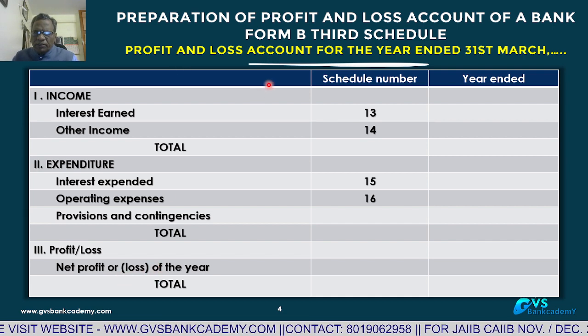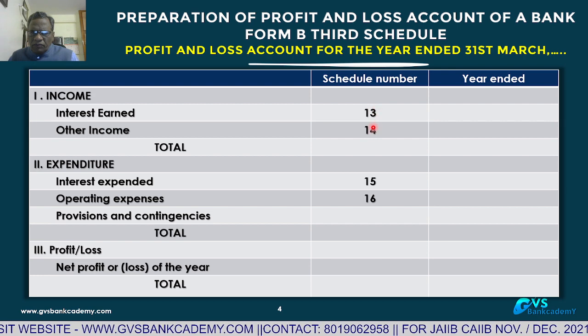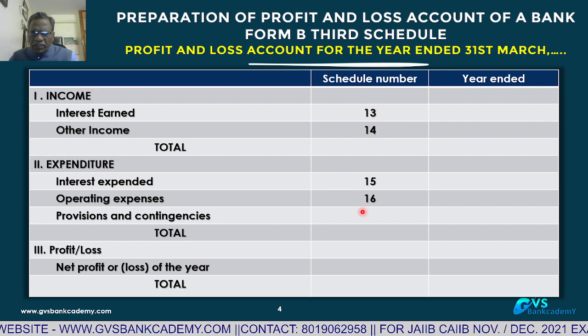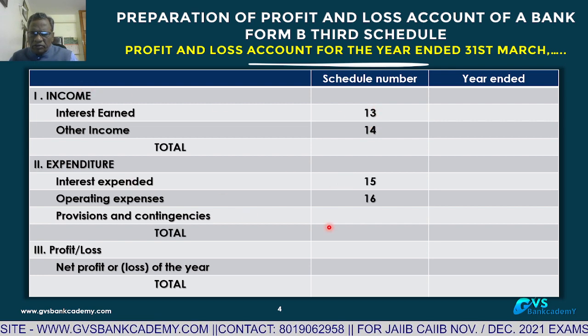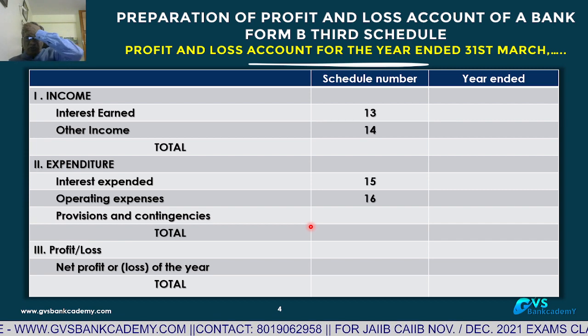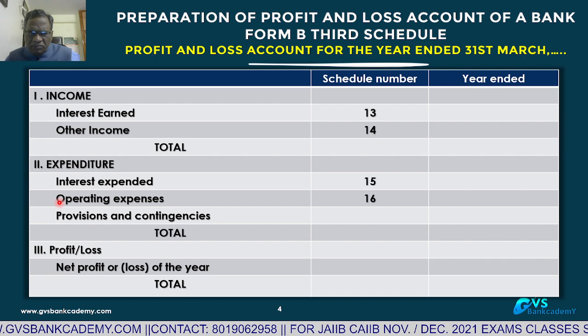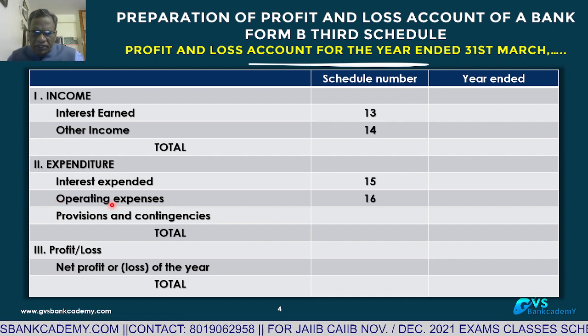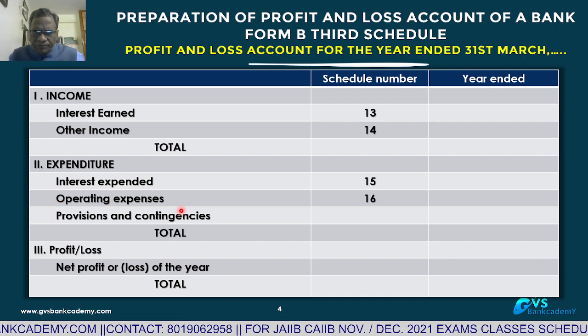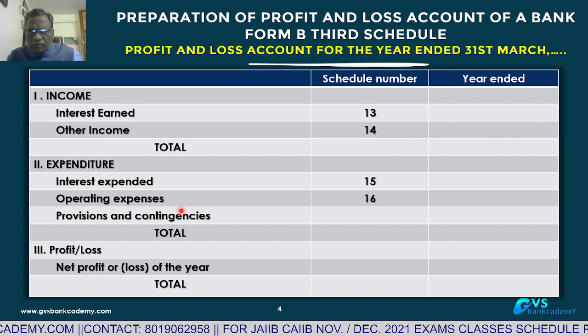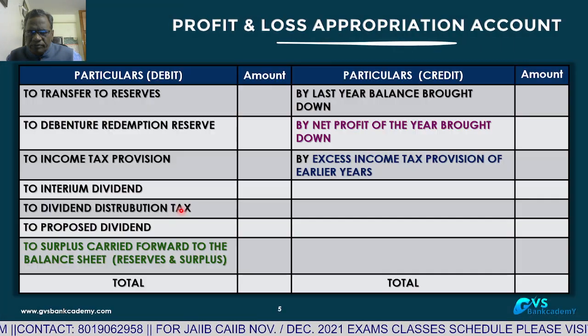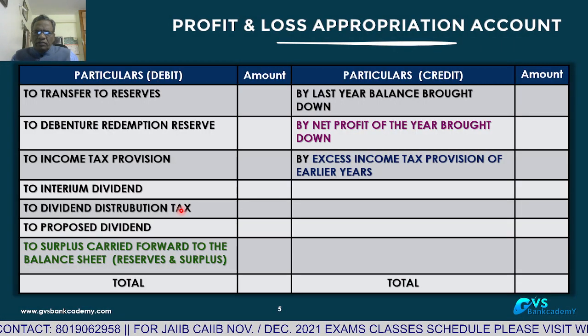This is about the 13, 14 income schedules, 15 and 16 expenditure schedules. Now, sometimes they are asking operating profit, which means profit before operating expenses is called operating profit. This is also one. This is about schedule number 13, 14 income, 15, 16 expenditure of banks.